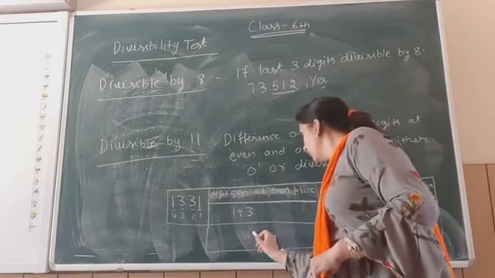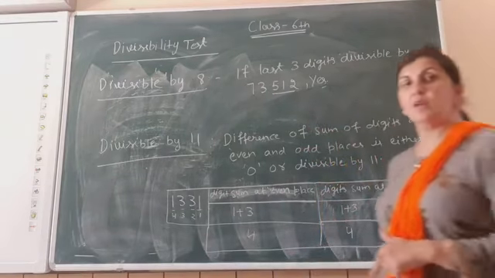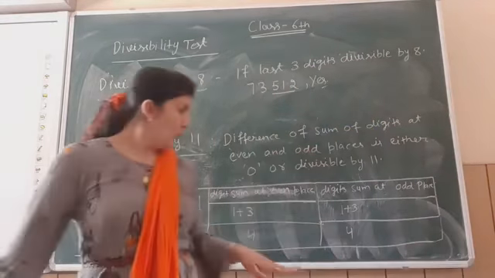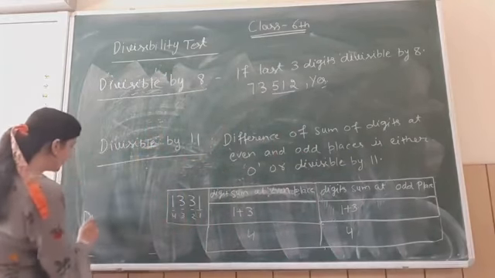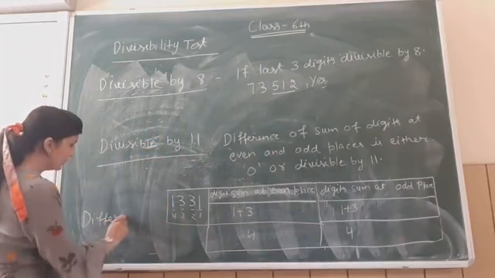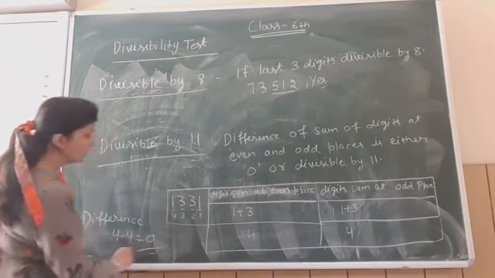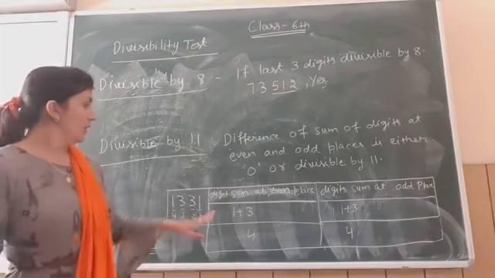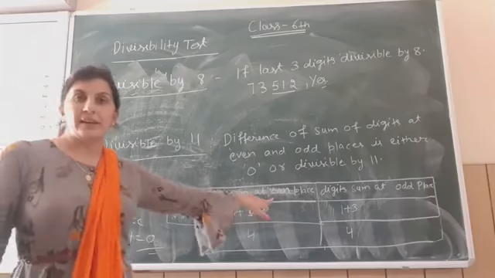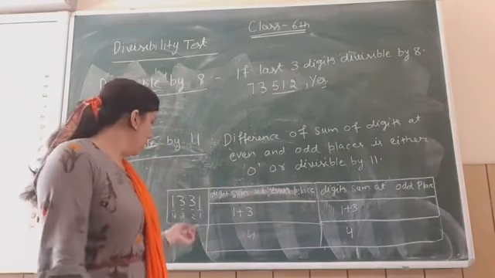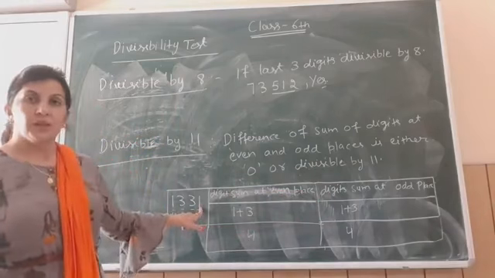1 plus 3 is 4. 1 plus 3 is 4. And when we take the difference, 4 minus 4. What will be the difference? 4 minus 4 is equal to 0. The difference is taken between the sum of digits at even places and the sum of digits at odd places. We will start numbering the places from the right hand side.